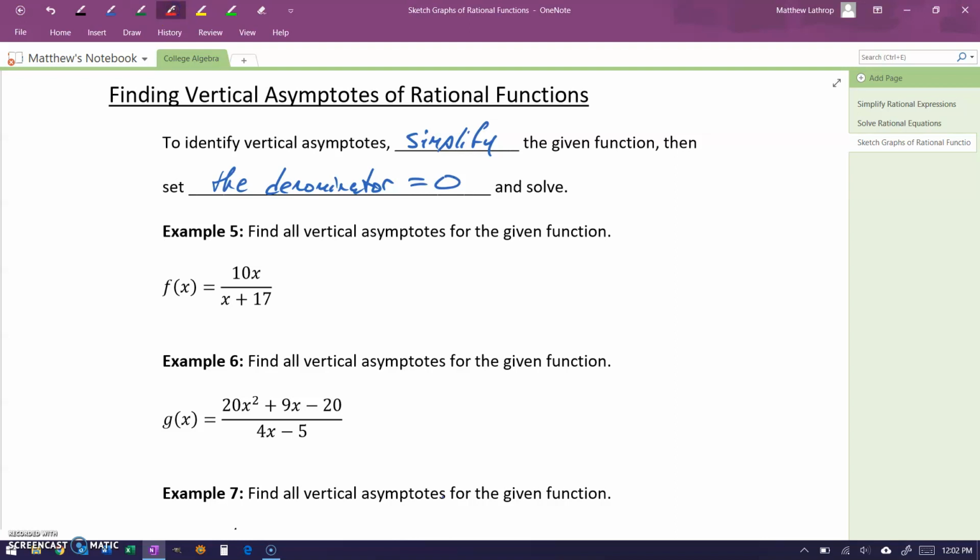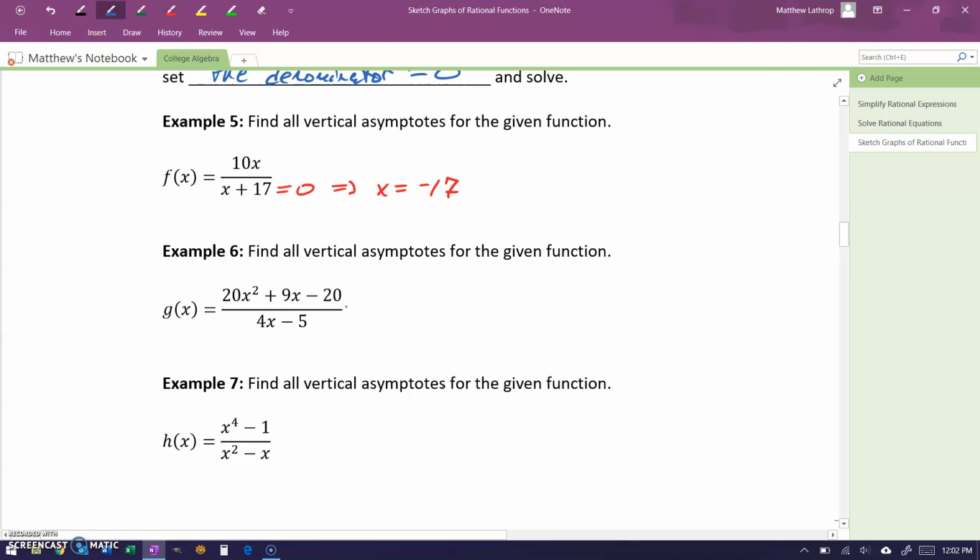In example 5, we have the function 10x over x plus 17. There's nothing that will factor or simplify here, so we set the denominator equal to 0, which gives us x equals negative 17. So this is our vertical asymptote, our one and only vertical asymptote for this rational function.